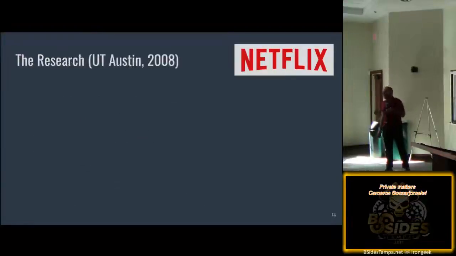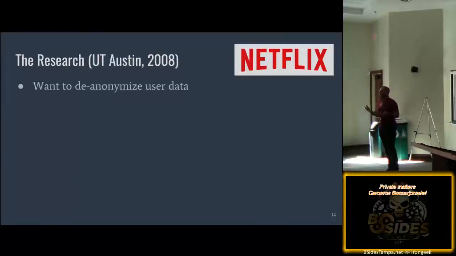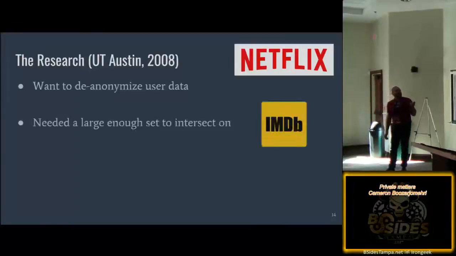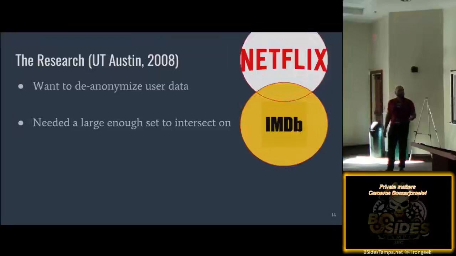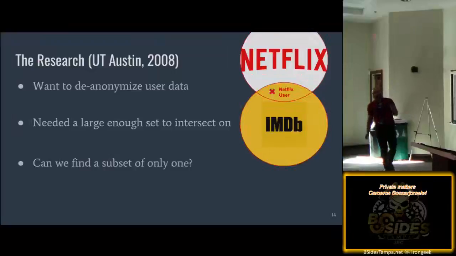But researchers at UT Austin in '08 thought, all right, that's cool and all, but what if instead of trying to be nice and help improve the algorithm, we tried to figure out what was inside the data set. So they had to find a large enough data set, and at the time, IMDb had a pretty dedicated following of people who were giving hardcore ratings of all their favorite movies, and you can probably guess where they're getting their movies from. So they wanted to see if there was overlap in the system to where they could find just a subset of one, being able to uniquely identify a person between data sets.